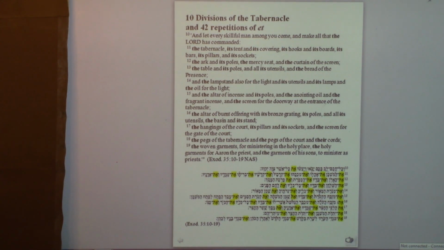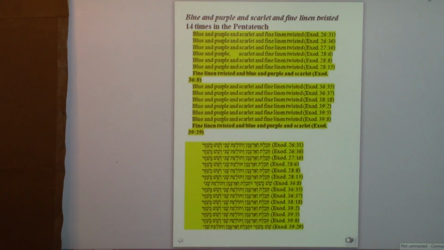Ten divisions of the tabernacle. In other words, all the different things, all the different articles. There are 42 divisions, but they're set up into 10 sections for all the items that are in the tabernacle. Blue and purple and scarlet and fine linen, twisted, 14 times. Notice this phrase right here. This phrase reverses on the 7th and the 14th meter.